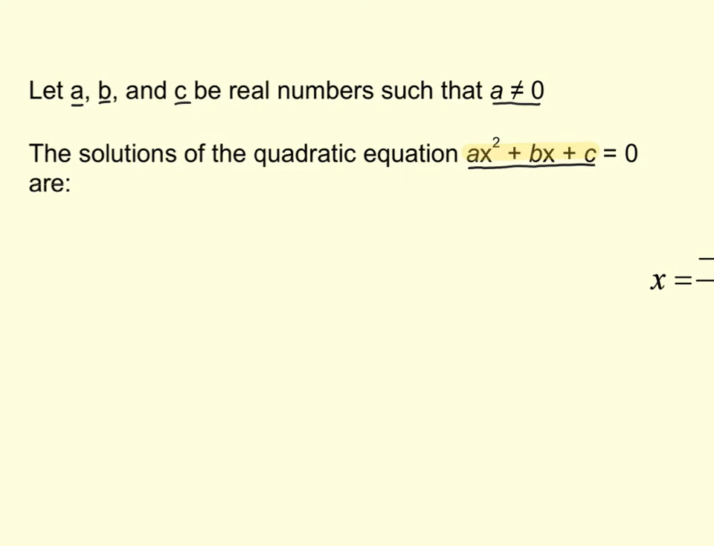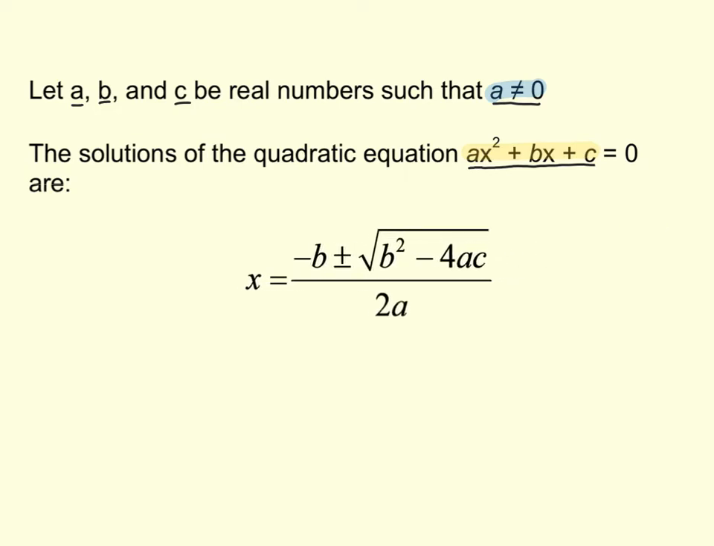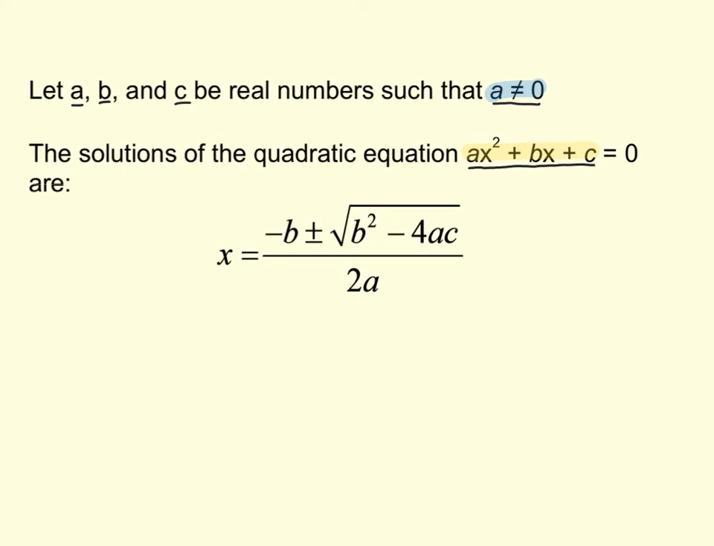Okay? A cannot equal 0, because if a equals 0, then that's 0 times x squared, and then I just have a linear equation. So it has to be a number greater than 0 or less than 0. It cannot equal 0, otherwise it's not a quadratic. So again, this is standard form of a quadratic, and if that's standard form of a quadratic, then we can use the quadratic formula to solve a quadratic.